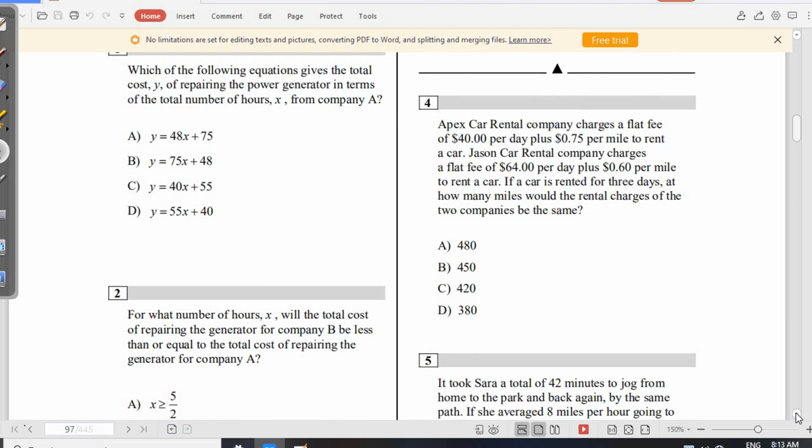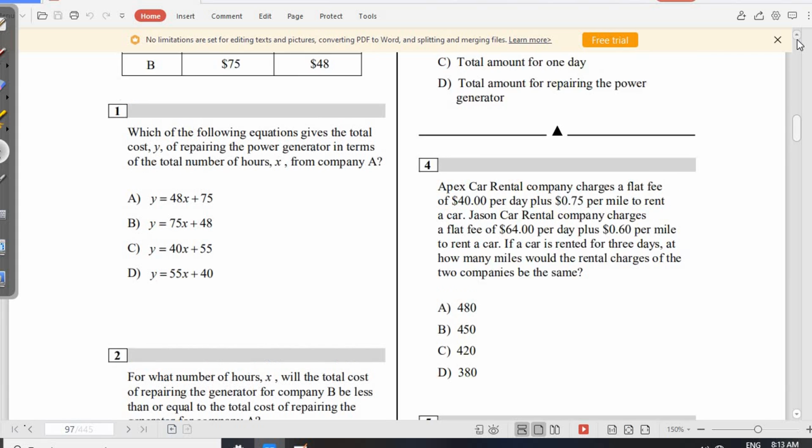For what number of hours x will the total cost of repairing the generator for company B be less than or equal to the total cost of repairing the generator for company A?